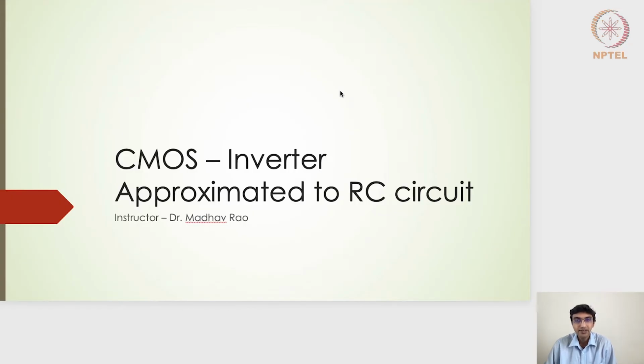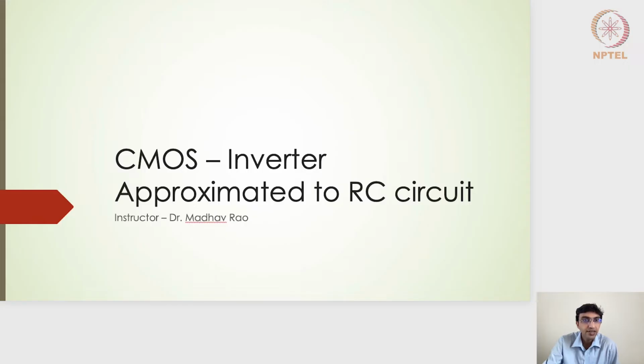Hello students, welcome to this lecture on the inverter, which is approximated as an RC circuit, where R represents the switching resistance of the transistor operating at any point of time, and C represents the capacitance seen at any of the output nodes or diffusion nodes which are of interest to us. So we'll take an inverter circuit and try to approximate it as an RC circuit, and proceed further.